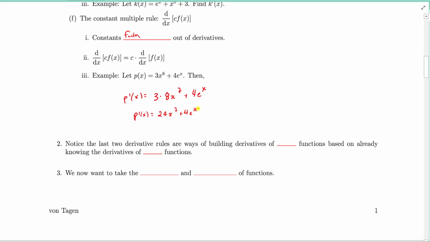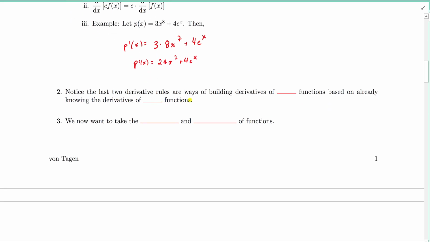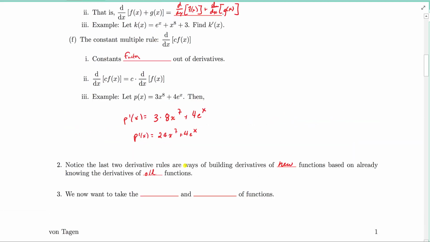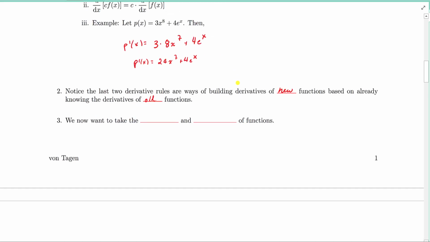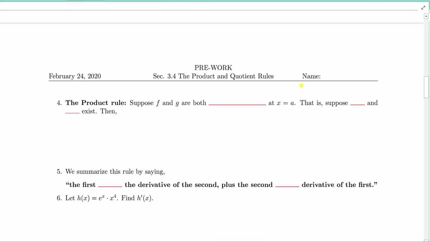Notice that the last two rules are ways of building derivatives of new functions based on knowing the derivatives of old functions. What I'm saying here is that the sum rule and the constant multiple rule allow us to compute derivatives of new functions based on already knowing previous derivatives. So we now want to take the derivatives of products and quotients of functions, and we'll look at that in the next video.